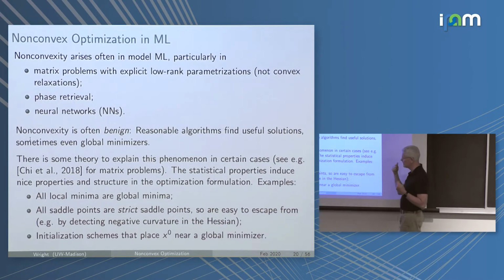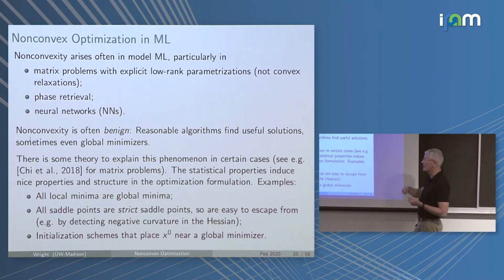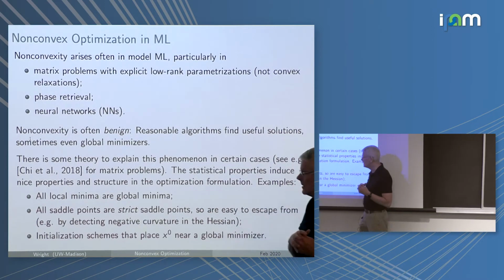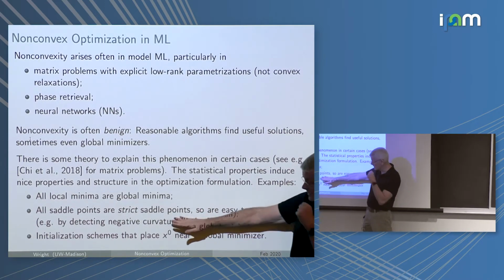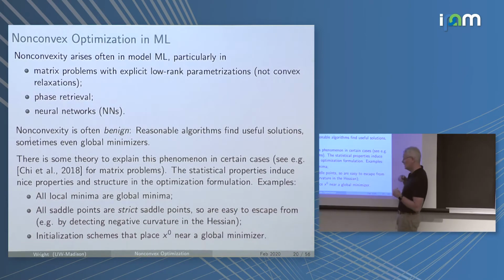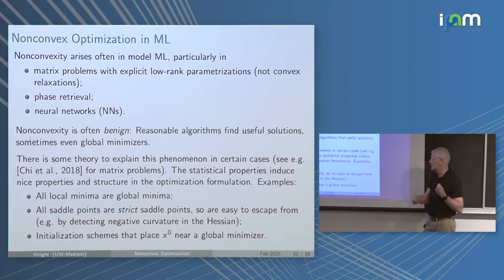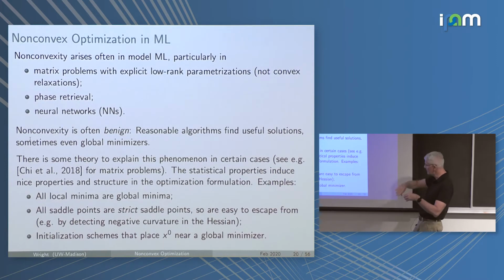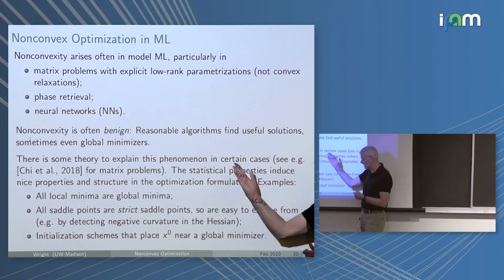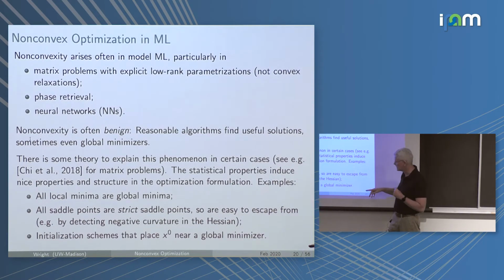So as long as you have an algorithm like the ones I've been talking about that find local minima, then you've basically solved the problem, because those minima are global. Another one is that often you can show that saddle points are strict saddles. That is, if you have a stationary point that's not a minimum, it's got negative curvature in the Hessian, so it's easy to escape from by using these techniques like the minimum eigenvalue oracle that I talked about.